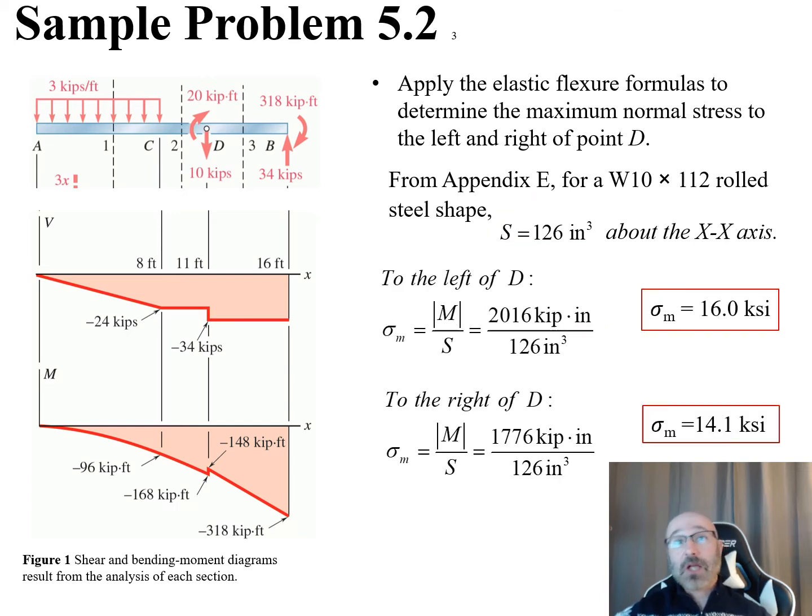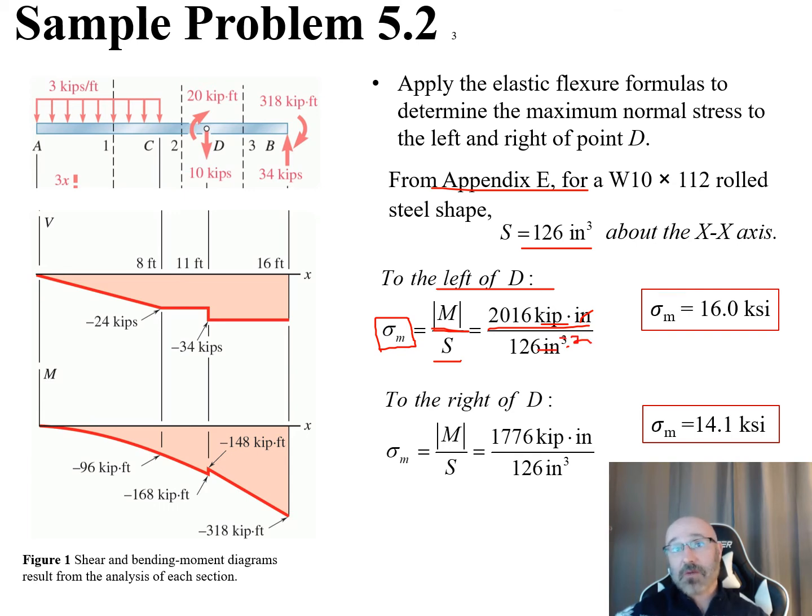So then we come back to our governing equation. Our max normal stress is equal to the absolute value of that M value to the left of D, our maximum moment value, divided by that 126 inches cubed for our S value that we looked up from Appendix E. So 2016 divided by 126 is kip-inches over inches cubed. The inches cancel with one of the inches on the bottom, leaving you with inches squared on the bottom, which is exactly what we expect for ksi. So our max normal stress is 16 ksi.